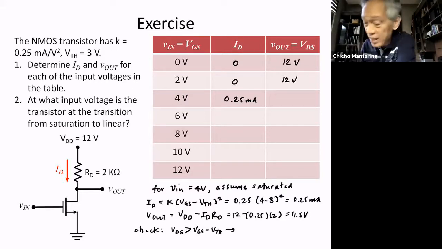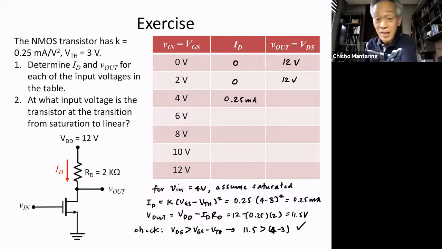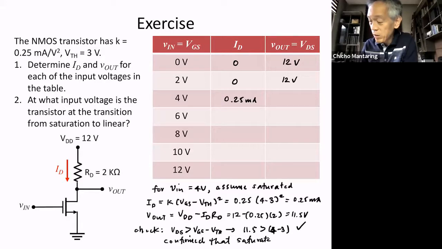What is VDS? VDS is 11.5. And that certainly is greater than 3 minus 4 minus 3. So check yan. Right? So because of this, I know that it is saturated. So it's confirmed that saturated. Okay, and so tama, no? Tama yung sagot ni Ira. This is 11.5 volts.